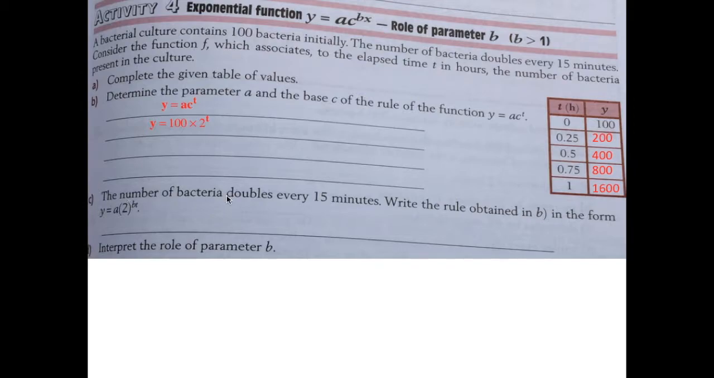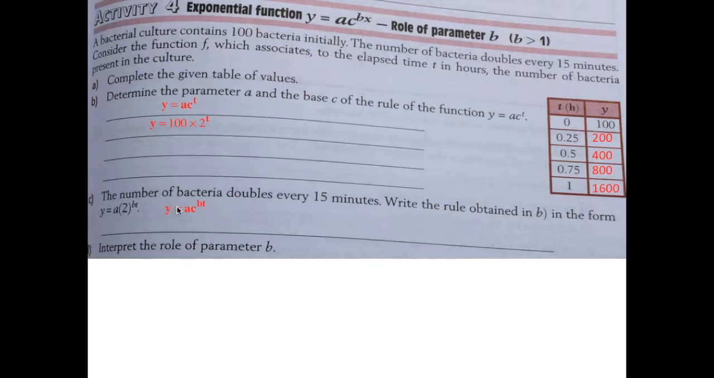C. The number of bacteria doubles every 15 minutes. We write the rule obtained in B in the form y is equal to a times 2 to the bx. Our unit is in hours, right? Because we're talking about it's doubling every 15 minutes, our unit of time down here is in hours. So how many doublings happen per unit time? There's 4 doublings per unit time. So it's going to double 4 times per hour. So the b is going to be 4.